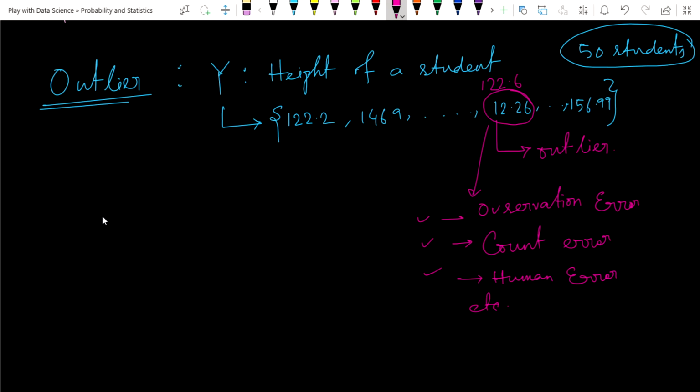We have already learned these things at the primary level, in class 12th or 10th standard. For example, the mean, and we have already done the concept of variance. If you find the mean or variance of this data set, and you take this data 12.26 instead of 22.6, the mean of the data set changes dramatically. So these two statistical tools cannot handle the outlier.